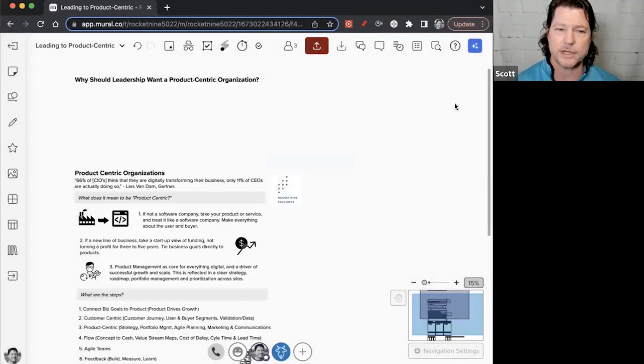But really what I want to do to start the conversation is, why should leadership want a product-centric organization? You may or may not know exactly what that means. I still feel like I'm wrestling with what does that mean exactly? So I've also bulleted out what does that look like. You can go below and scan, but we're going to review the rest of the content.